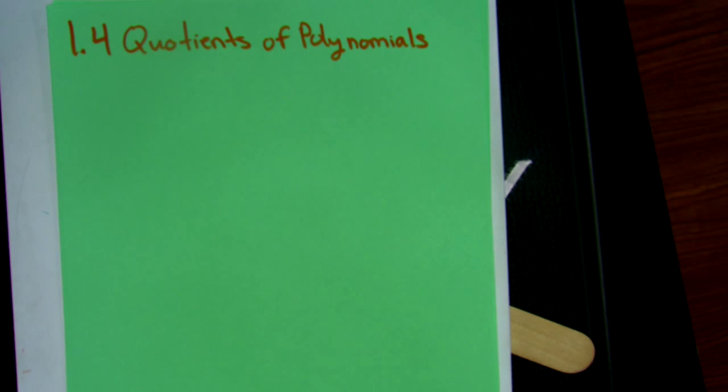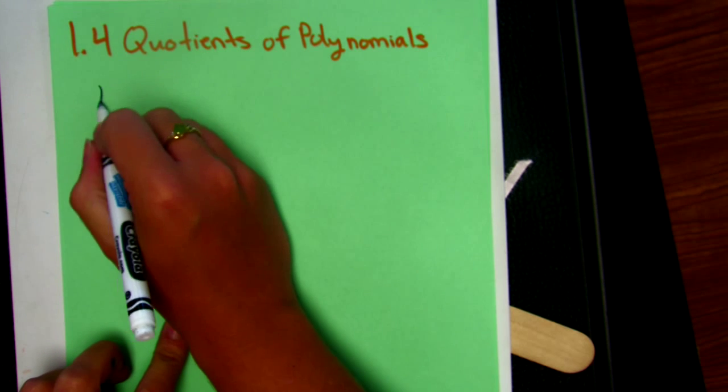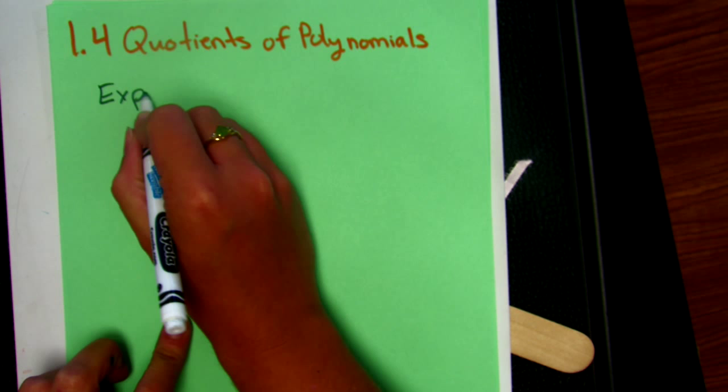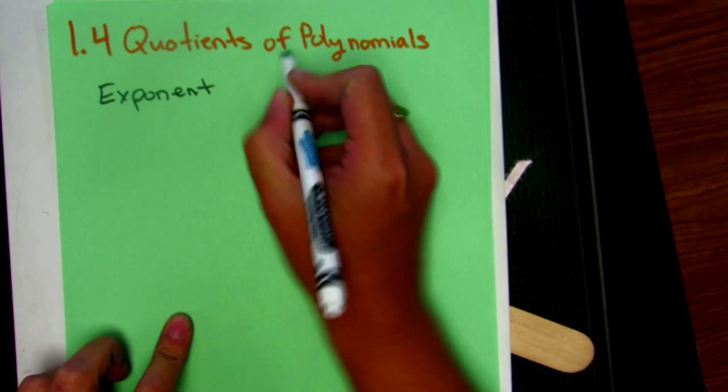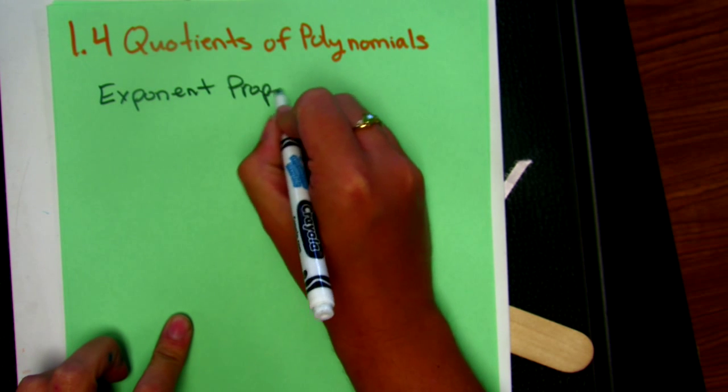All right, we're going to cover 1.4 of our BJU Algebra 2 textbook, and it's about quotients of polynomials. So before we get into dividing polynomials, we need to review some exponent properties. So that's where we're going to start, talking about exponent properties.